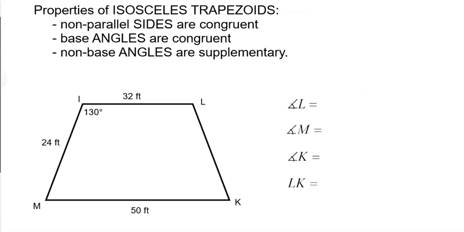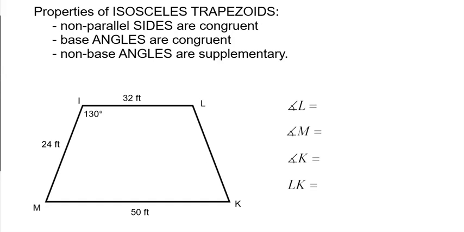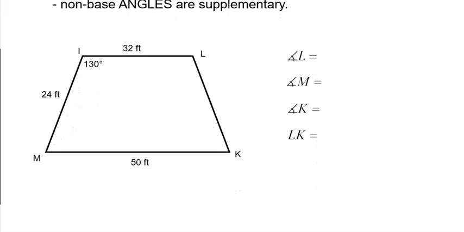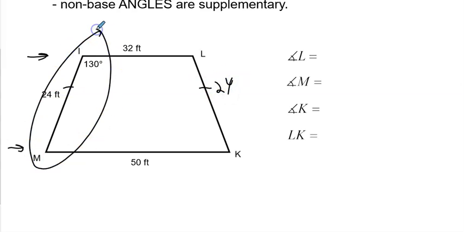All right, properties of isosceles trapezoids. Non-parallel sides are congruent, the base angles are congruent, and the non-base angles are supplementary. These actually have two bases. We have the lower base and the upper base. So before I even look at what they want me to do, I'm just going to fill out stuff I know. The legs are the same, so that's 24. These two make 180, so that's 50. And since the bases are the same, the upper bases are equal and the lower bases are equal.